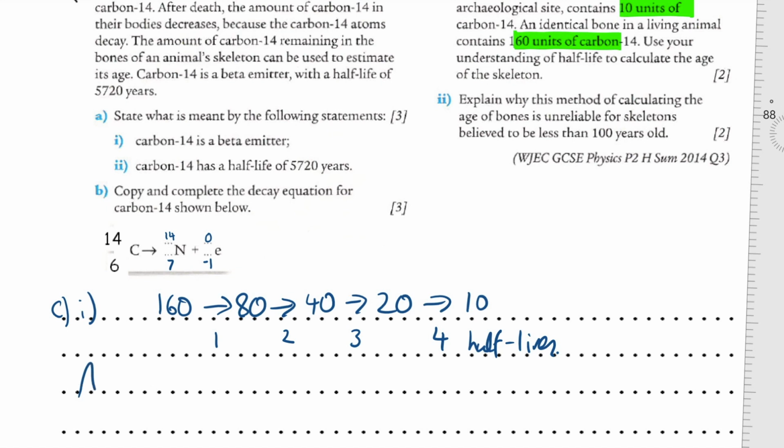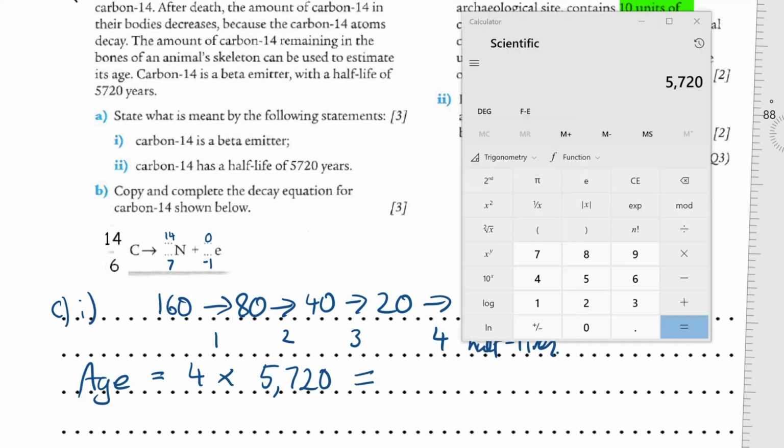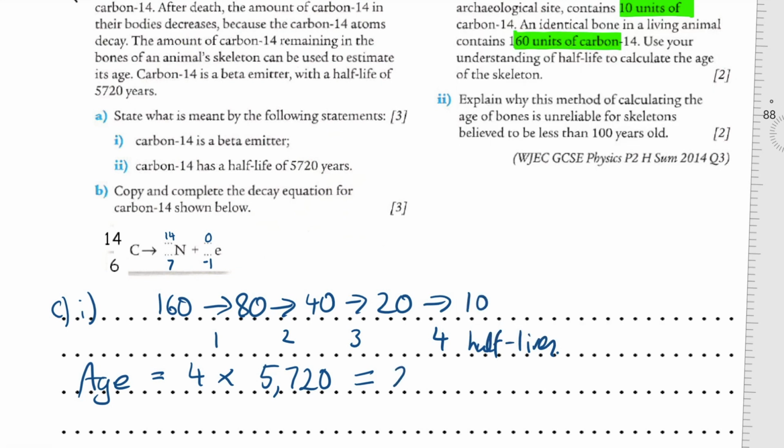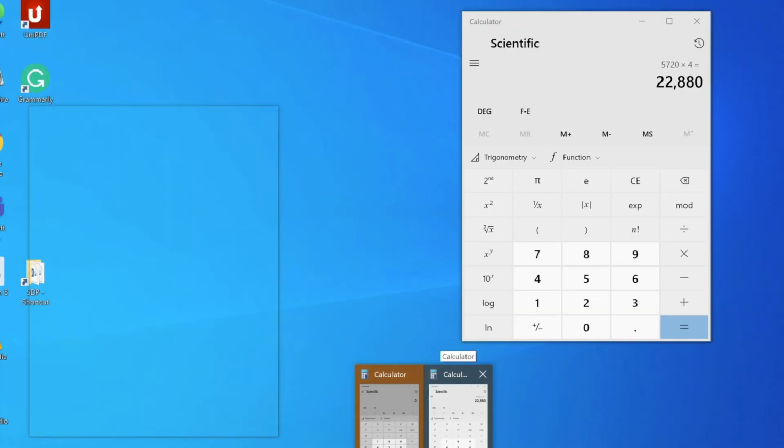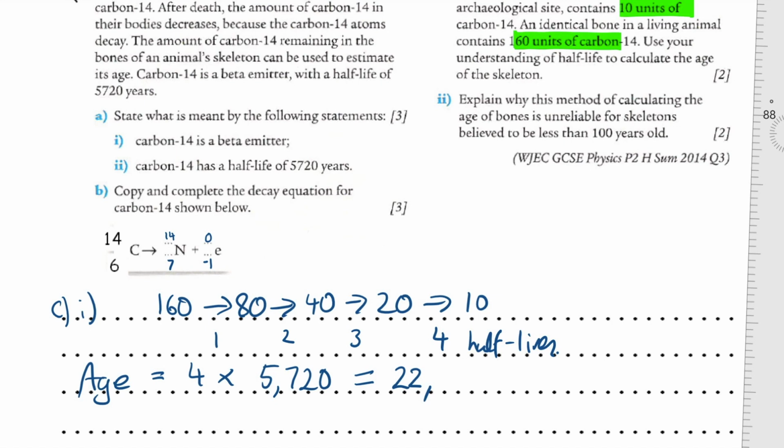The age is going to be 4 half-lives times the time for 1 half-life, which is given to you above, 5,720. Just using a calculator, multiply 5,720 by 4, that's giving you 22,880. And the units, years.